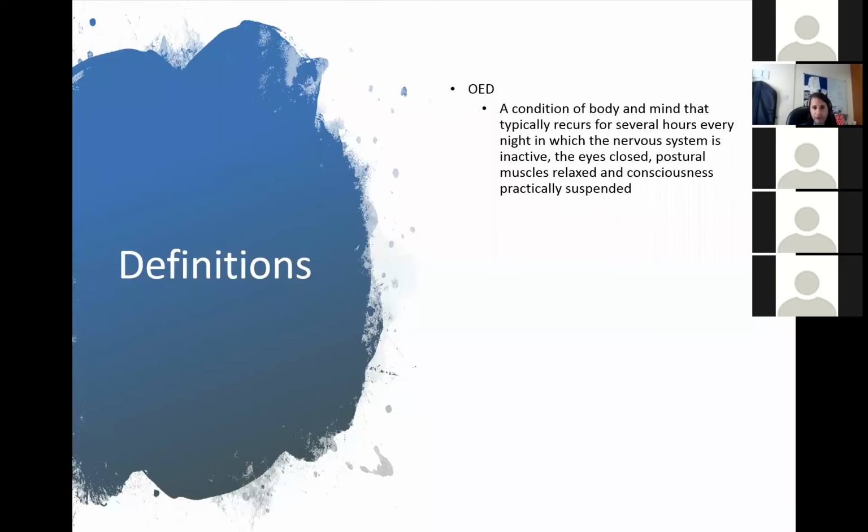So the Oxford English Dictionary defines sleep as a condition of body and mind that typically recurs for several hours every night, in which the nervous system is inactive, the eyes are closed, the postural muscles are relaxed, and consciousness is practically suspended. And any disorder disrupting sleep is really important during childhood because the maturation of the central nervous system is ongoing, and developing areas are much more vulnerable to injury that can happen with disrupted sleep.